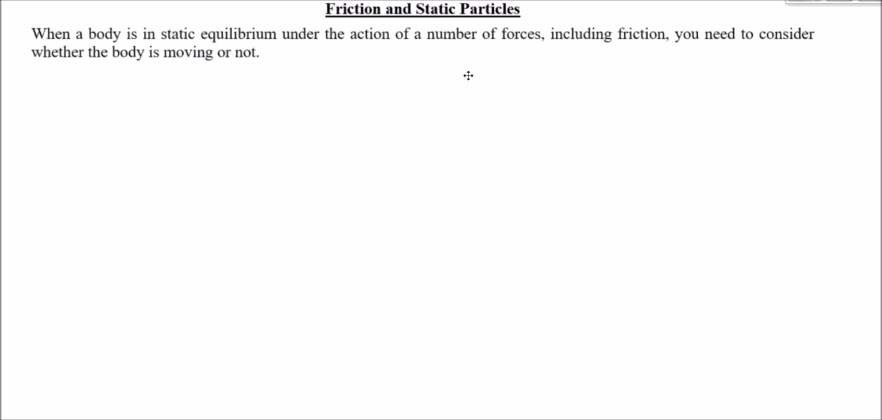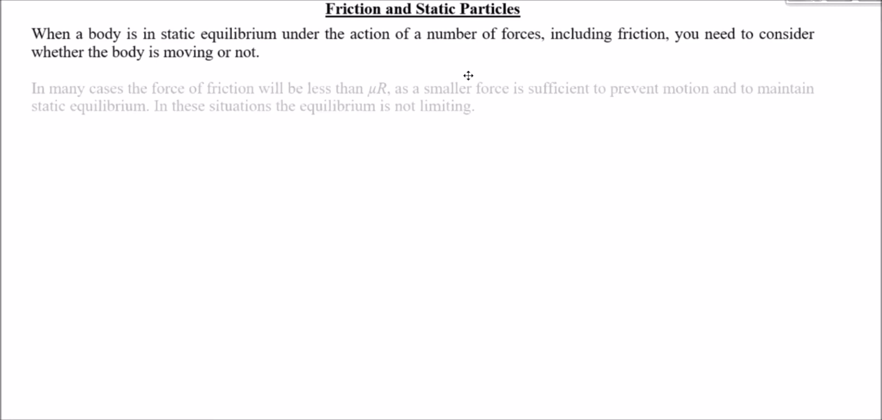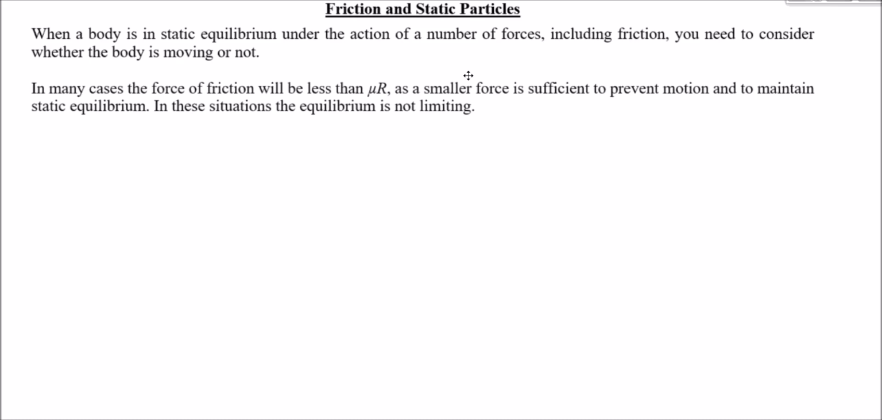So when a body is in static equilibrium under the action of a number of forces, including friction, you need to consider whether the body is moving or not. In many cases, the force of friction will be less than mu R, so less than the maximum friction, as a smaller force is sufficient to prevent motion and to maintain static equilibrium. So in these situations, the equilibrium is not limiting. That means the equilibrium is solid. It's not on the verge of slipping, going up or down a slope. So the equilibrium is absolutely solid.